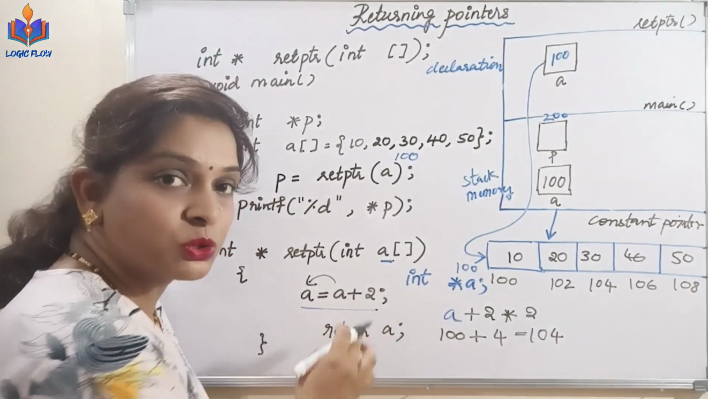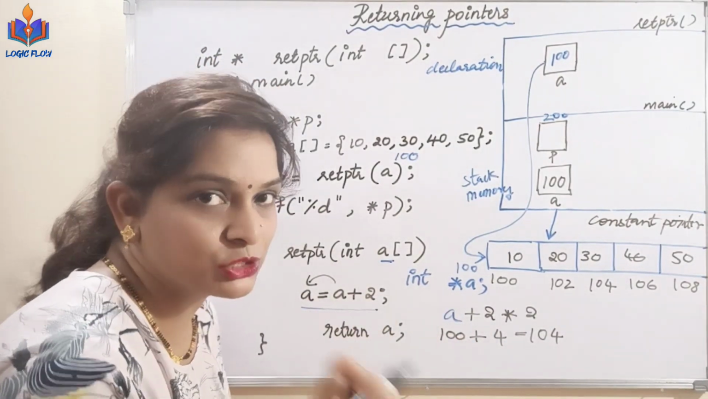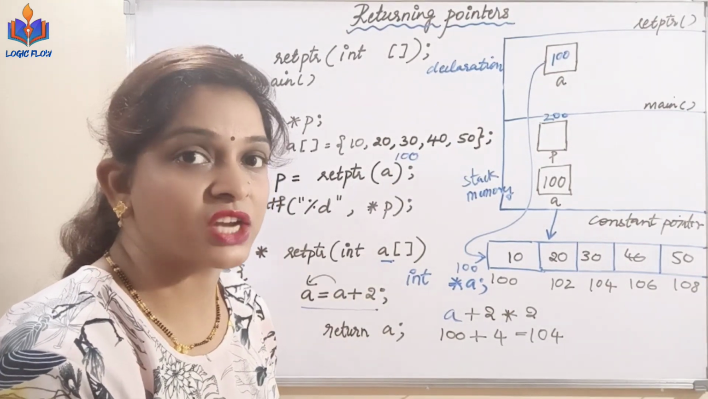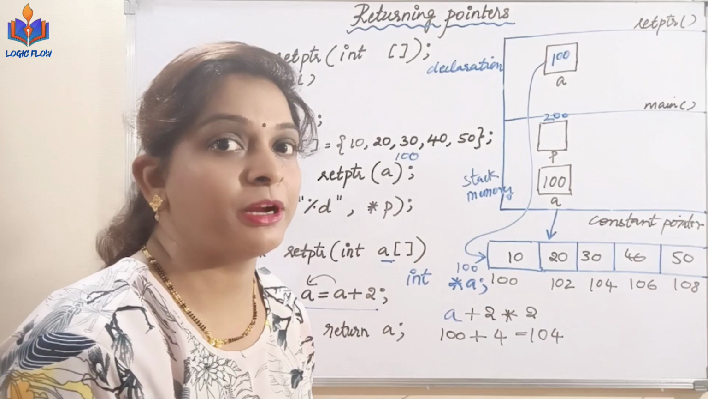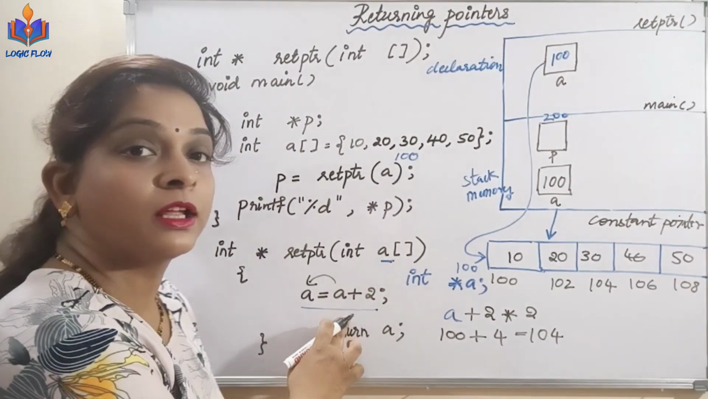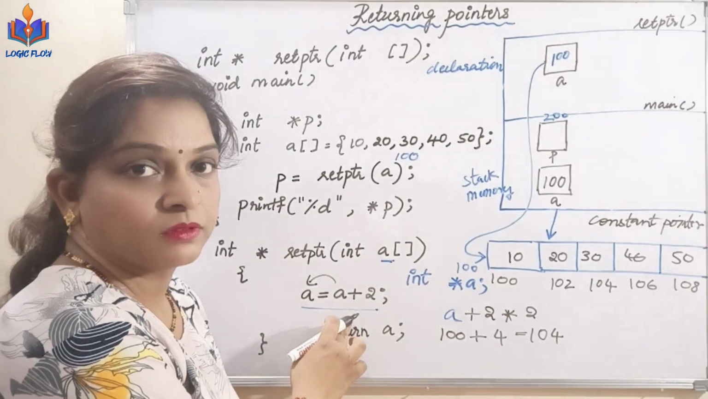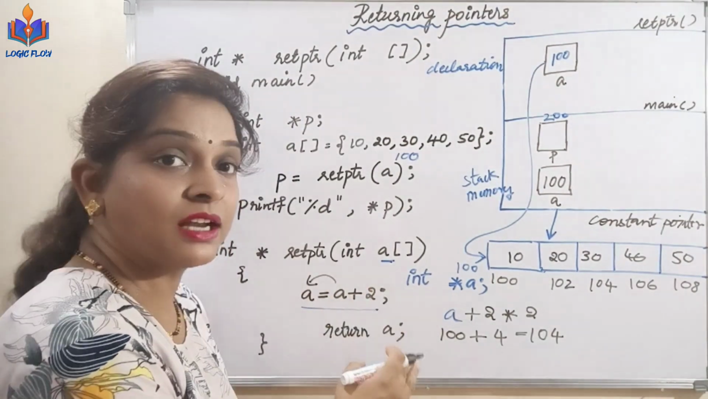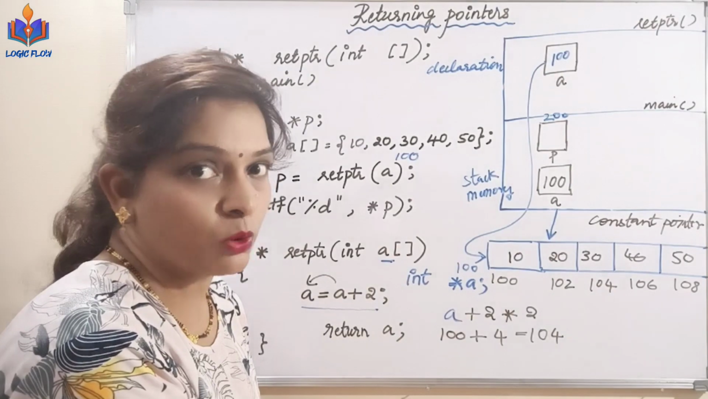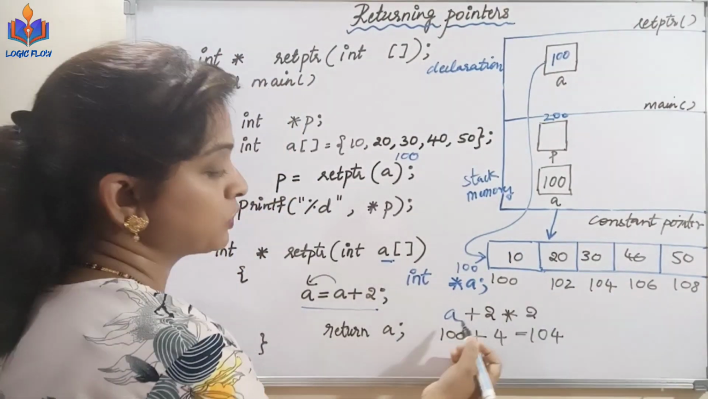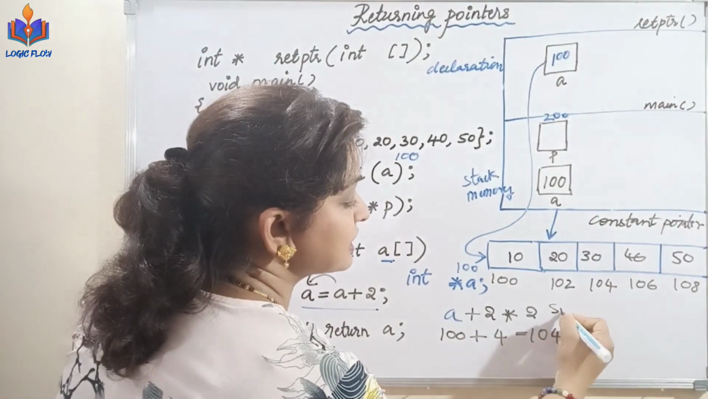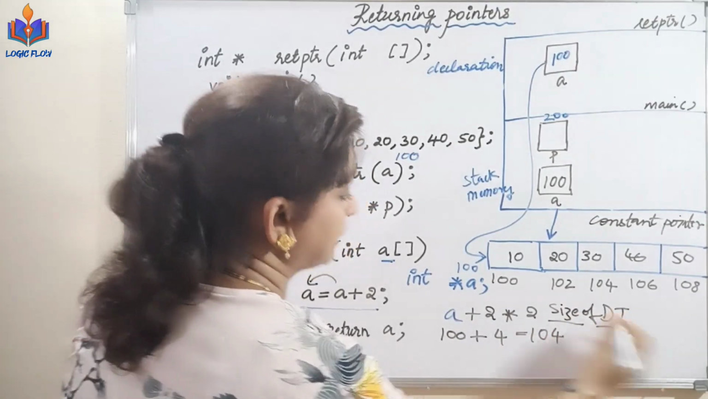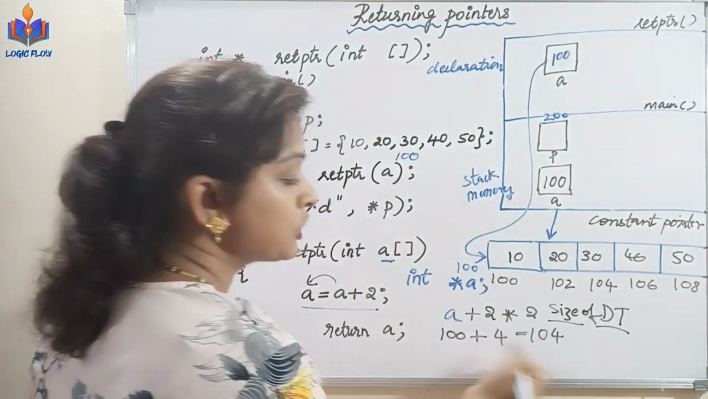So A plus 2, we have dealt with pointer arithmetic. Please do check out the playlist. You have pointer arithmetic. You will understand how to perform the pointer arithmetic operation. Here we are doing the pointer addition, that is, we can say incrementation. A plus 2 is just move forward by 2 elements, 2 locations. So it is A plus 2 into the size of the data type. So what is the size of the data type here? Integer, it is 2. So it is 104.